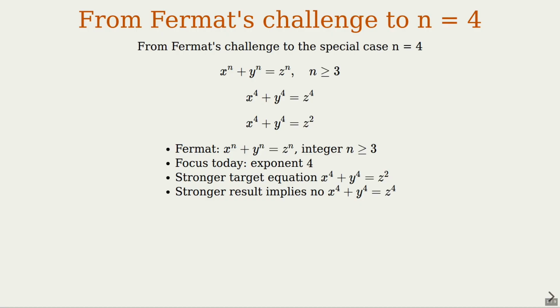If that stronger statement is true, then it automatically rules out x to the 4th plus y to the 4th equals z to the 4th, because a 4th power is itself a square. So proving the square version is actually enough for the n equals 4 case of Fermat's theorem? Exactly. Think of z to the 4th as just another square, namely z squared squared. Any solution to the n equals 4 equation would give a solution to the square equation, so ruling out the square equation is the more powerful statement.